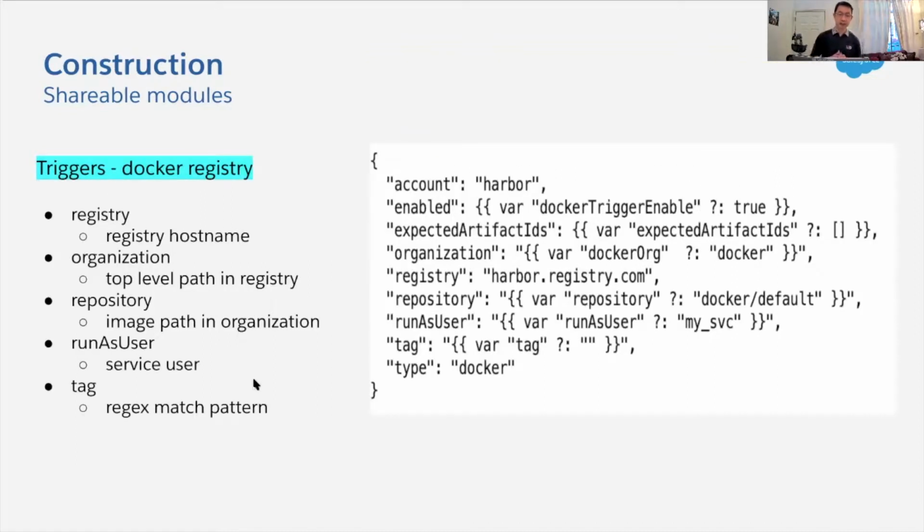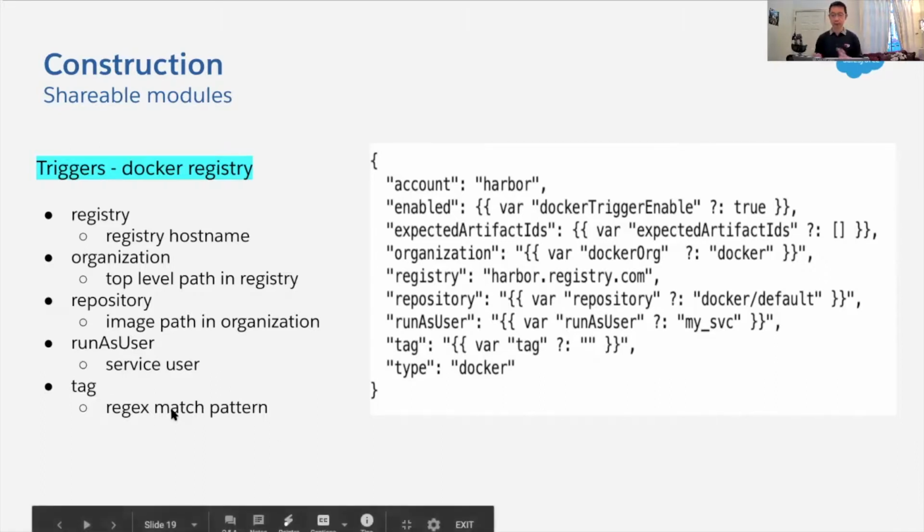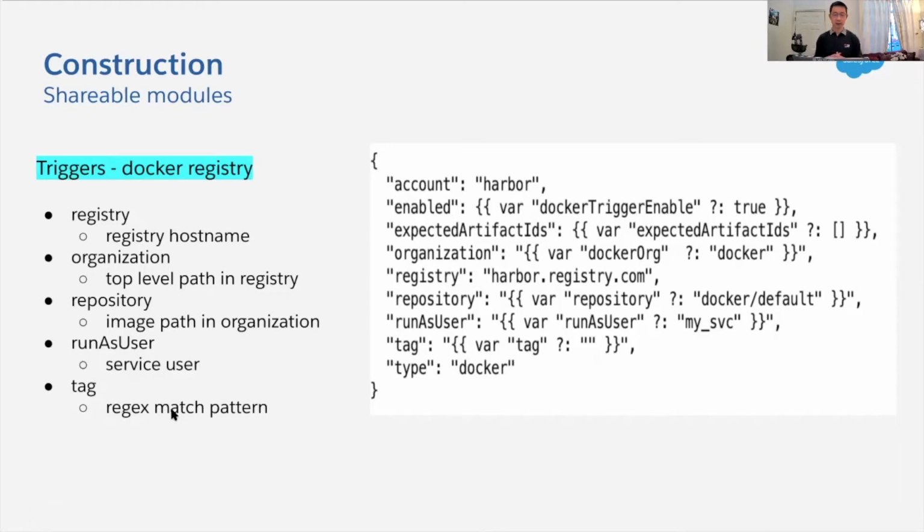The next example is the Docker registry trigger. When we're calling this shareable module, we need to pass the parameters for the registry, the organization path in this Docker registry, the image path, and the service user. The service user must be granted permission to execute pipelines against a specific environment, for example, staging or production. Again, the tag by default matches any tags. You can specify particular patterns using regex.